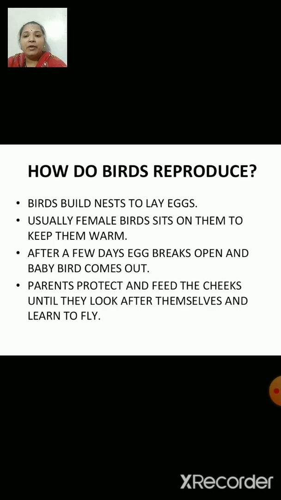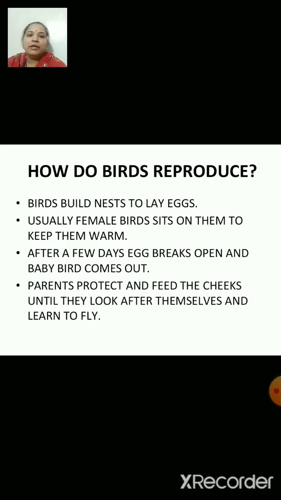Now, in penguins, cardinals, orioles, these are the birds in which the father bird sits on the eggs to keep them warm. Now, the incubation time varies from 10 days to 3 weeks. The shell of a bird is very strong. After a few days of incubation, or at times weeks, the egg breaks open.